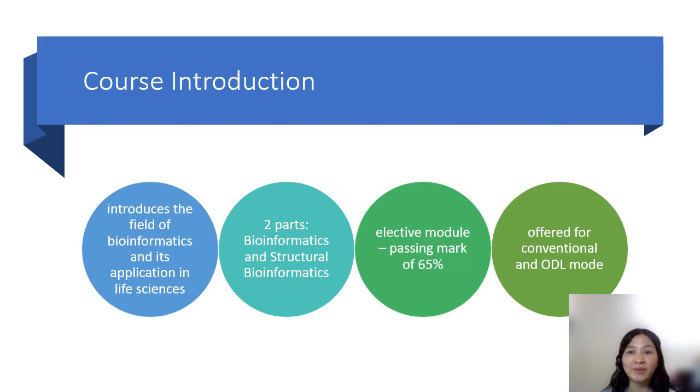This module is divided into two parts, namely bioinformatics and structural bioinformatics. This module is an elective module for both conventional and ODL mode for Masters in Molecular Medicine. Similarly, for other modules in the program, passing mark for this module is 65%.